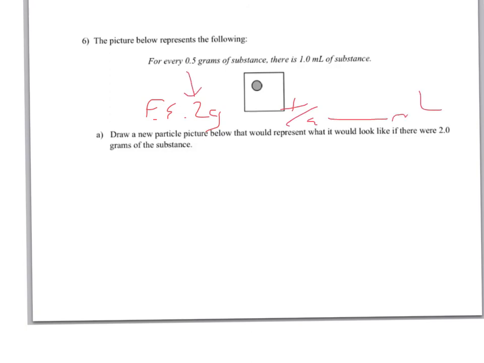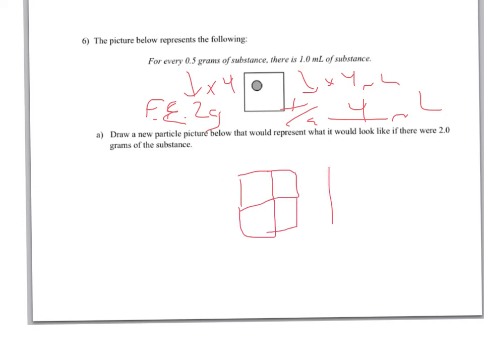Well, to go from 0.5 to 2, not 0.2, but 2, we'd have to multiply by 4, because half times 4 is 2. So we multiply this by 4. So we'd have 4 milliliters, which means that we need a box that is about 4 times as big. So if this is 1 milliliter, then we need 4 times as big. We need something like that.